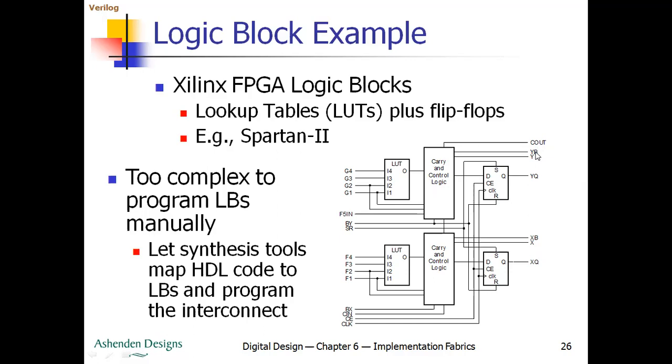YB indicates the complement of the unregistered output, Y represents the unregistered output, and YQ is the registered output. So with a D flip-flop or D register, I can obtain various kinds of output: YB, Y, and YQ, where YB is the complement of the unregistered output, Y is the unregistered output, and YQ is the registered output.